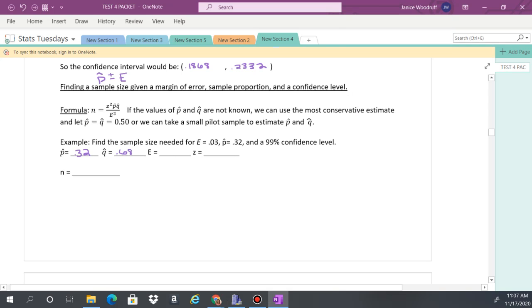My margin of error is given to me in the problem, 0.03. I have to find the z associated with 99%. In our chart, 2.575.